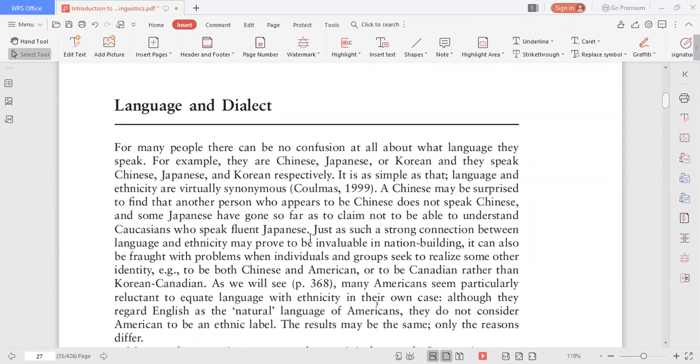Now, a Chinese may be surprised to find that another person who appears to be Chinese doesn't speak Chinese. Or some Japanese have gone so far as to claim not to be able to understand Caucasians who speak fluent Japanese. Just as such a strong connection between language and ethnicity may prove to be invaluable in nation building, it can also be fraught with problems when individuals and groups seek to realize some other identity. For example, to be both Chinese and American, or to be Canadian rather than Korean Canadian.